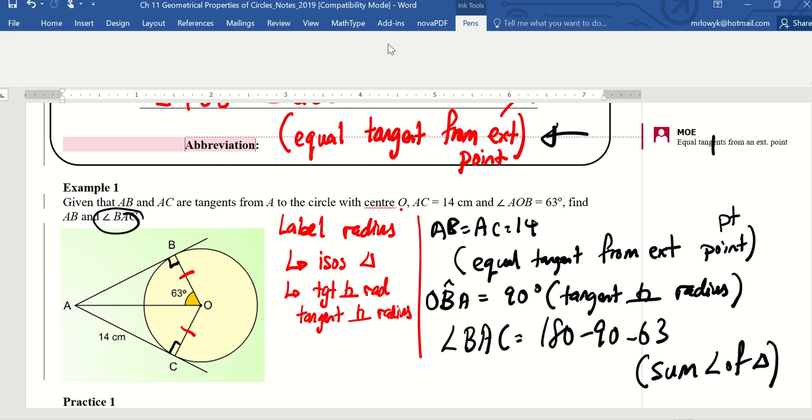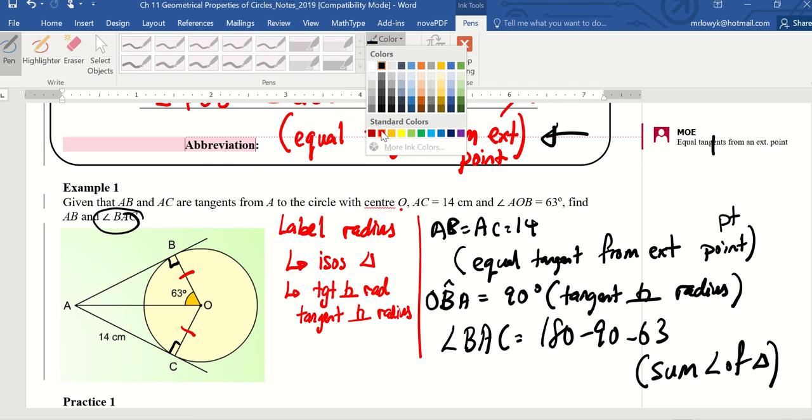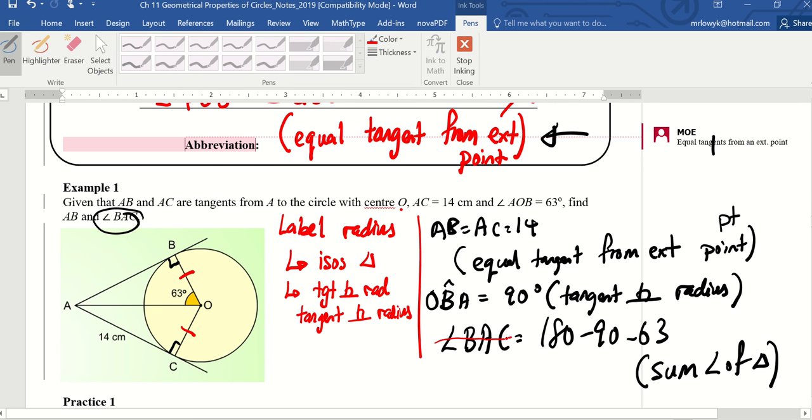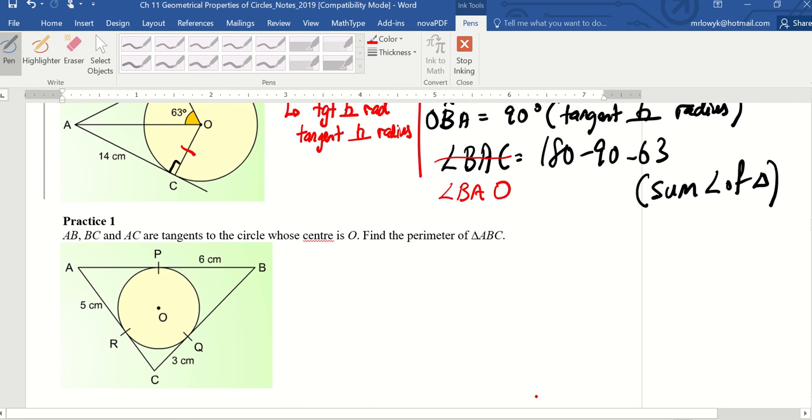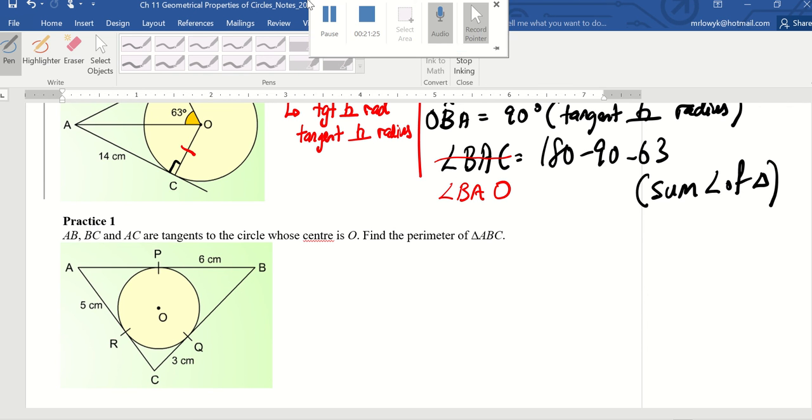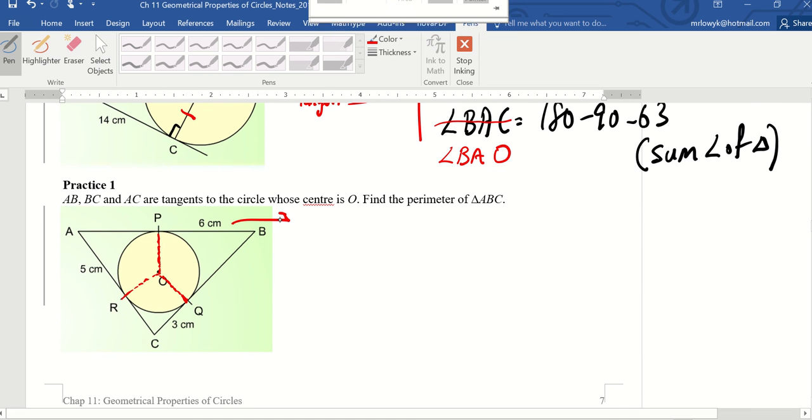Now, I pause the video here because later at night then you'll be running all around. Okay, for example, for this, what they are trying to tell you is PB equals to 6 cm. But they managed to label it clearly. So from here, what they want you to write down is this. BQ equals to PB equals to 6 cm. What's the reason? Equal tangent from external point.